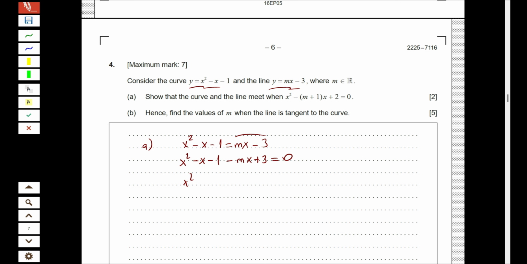x squared, with the common factor x here, minus x times (m plus 1) plus 2, because 3 minus 1 is 2. So we find the expression in here.